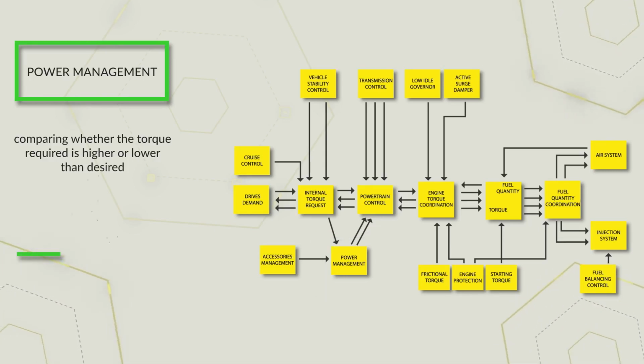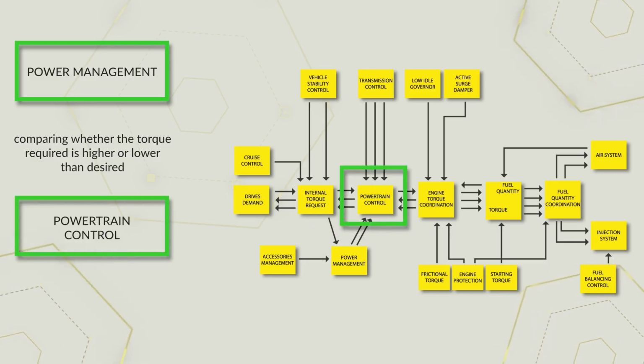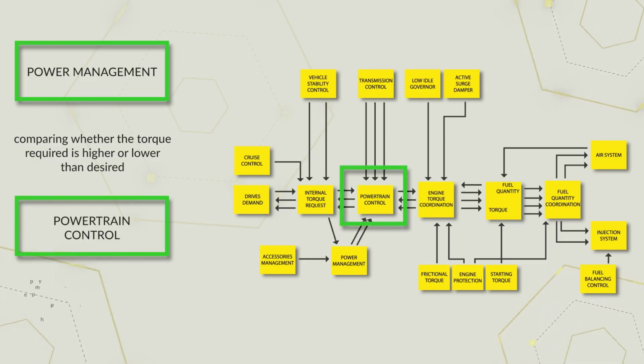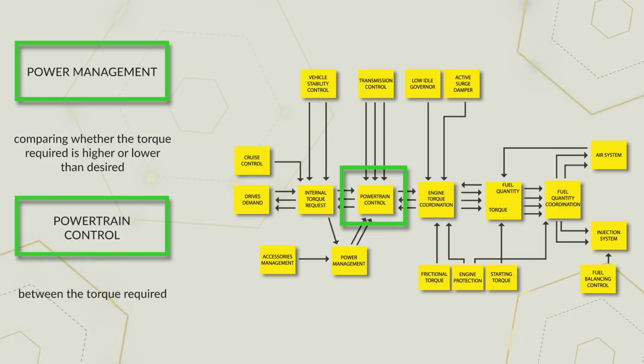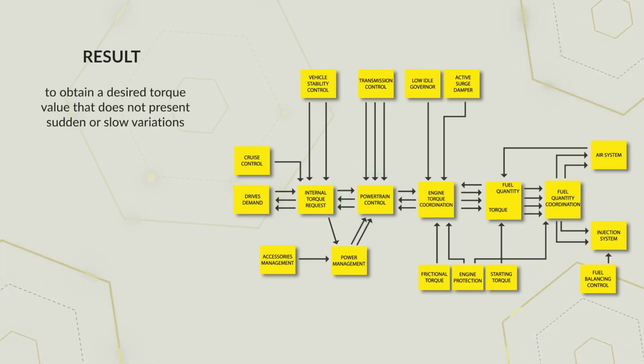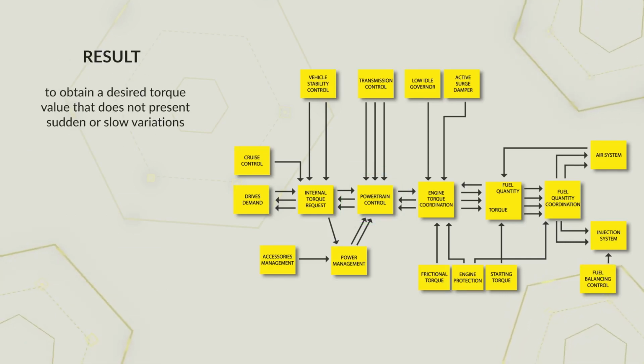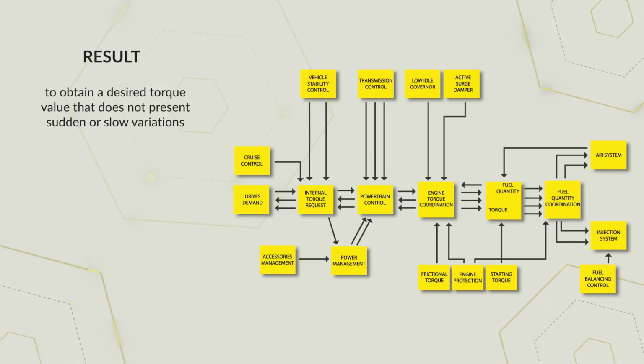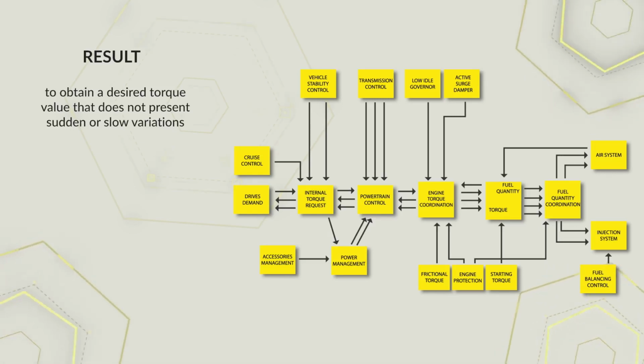The kinematic chain control, or powertrain control, has the task of carrying out the first check between the torque required through the accelerator pedal, or the cruise control, the former coming from the power management block, and the latter linked to the selected gear, coming from the transmission block. The result is to obtain a desired torque value that does not present sudden or slow variations related to the accelerator pedal or the cruise control system.